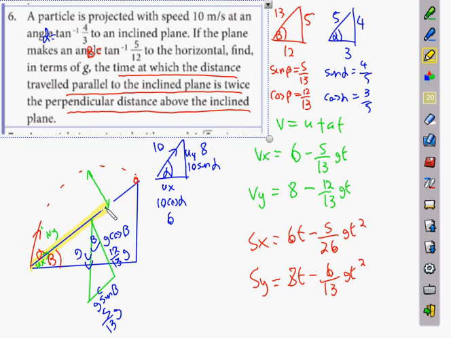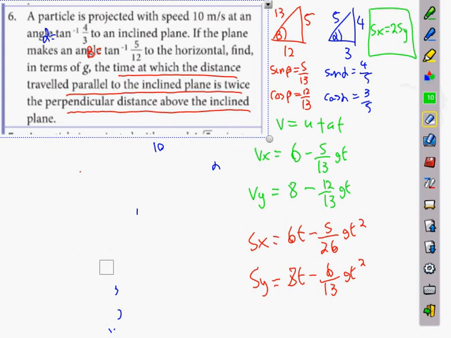Okay? So, in effect, my formula is basically this. Sx equals 2 times Sy. That's all you gotta do. Sx equals 2 times Sy. So, I'm gonna rub out my diagram. Diagram is no longer needed. And I'm just going to put in this equation here.